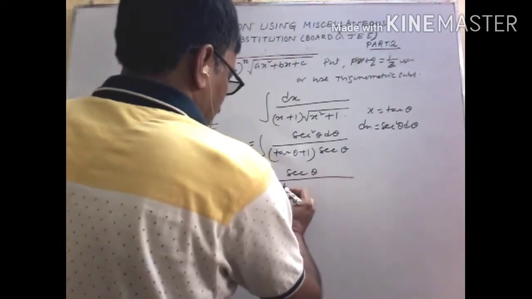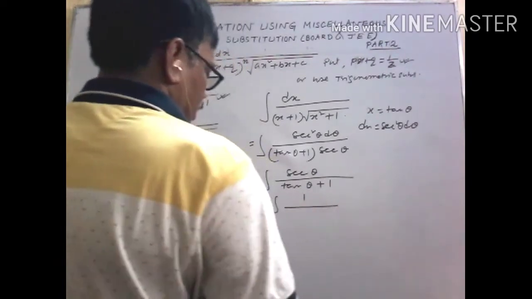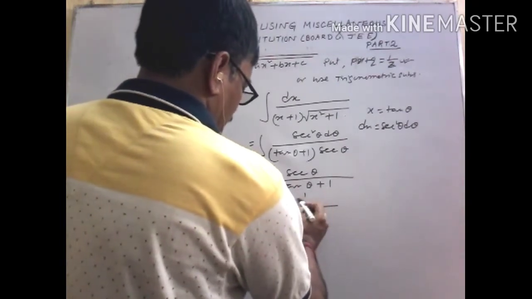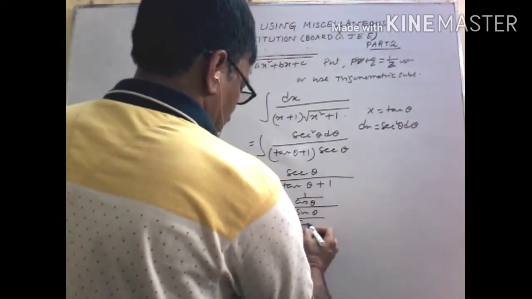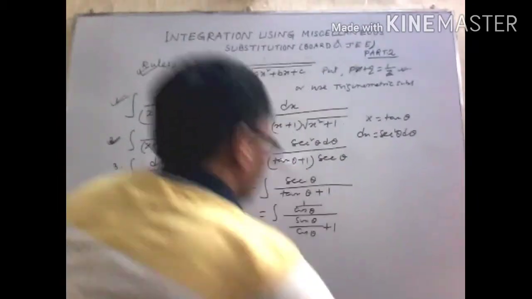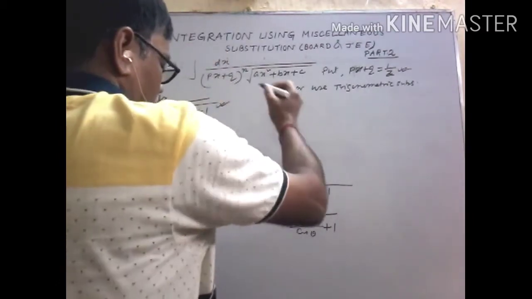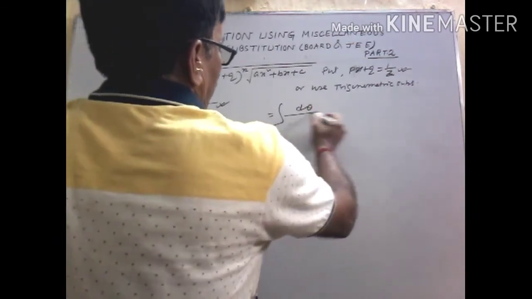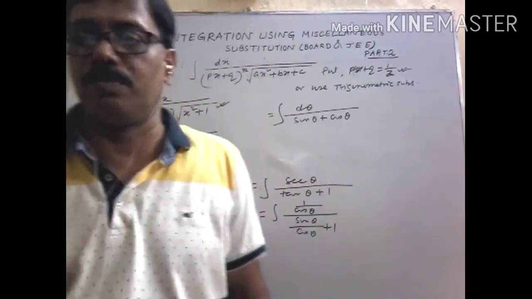Sec theta by tan theta plus 1. So sec is 1 by cos, so sin theta by cos theta plus 1 by cos theta, and look, this is sin theta by cos theta plus 1. So finally what we are getting? We are getting this form. So cos cancels cos, d theta by 1 plus sin theta plus cos theta. Now this is free from root.